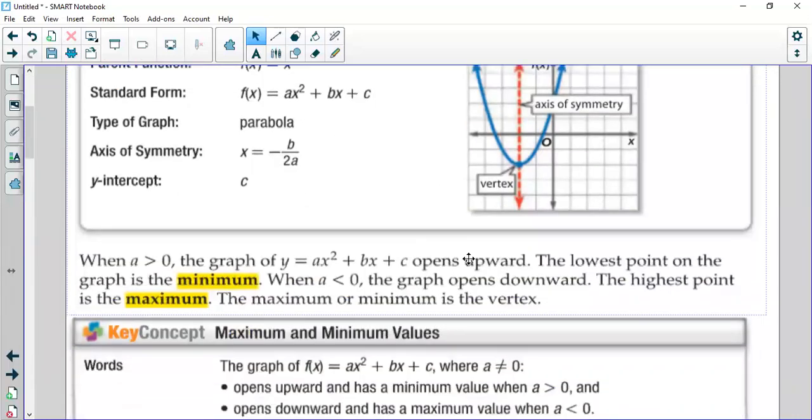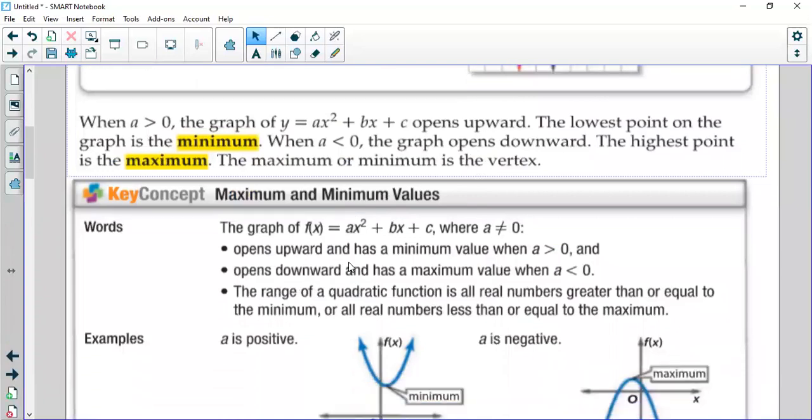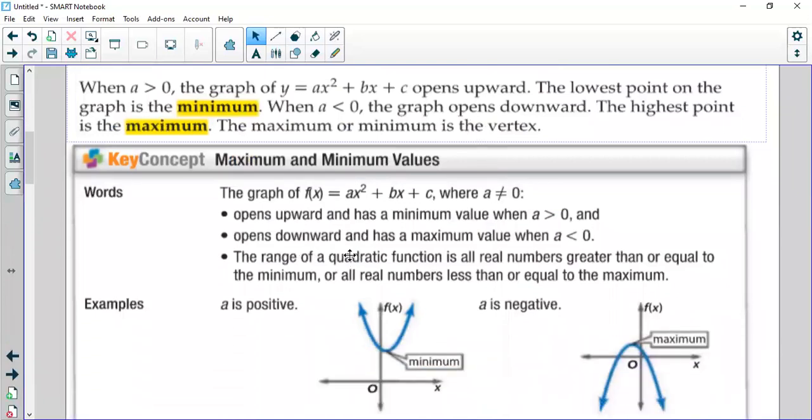Specifically, that vertex point is going to be either a minimum or a maximum value. Here's two examples. It's a minimum if it's the bottom of the graph. If the graph opens upward, you have a bottom number. You have a minimum value. If the graph is flipped or reflected and opens downward, you'll have a top point, a maximum value. And that maximum value or minimum value are at the vertex.